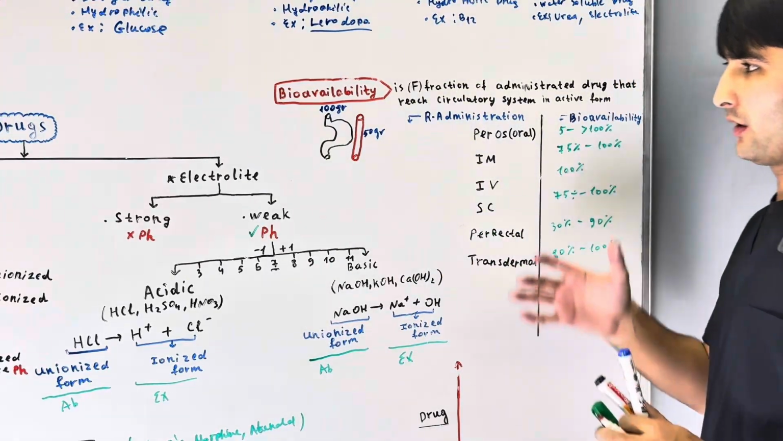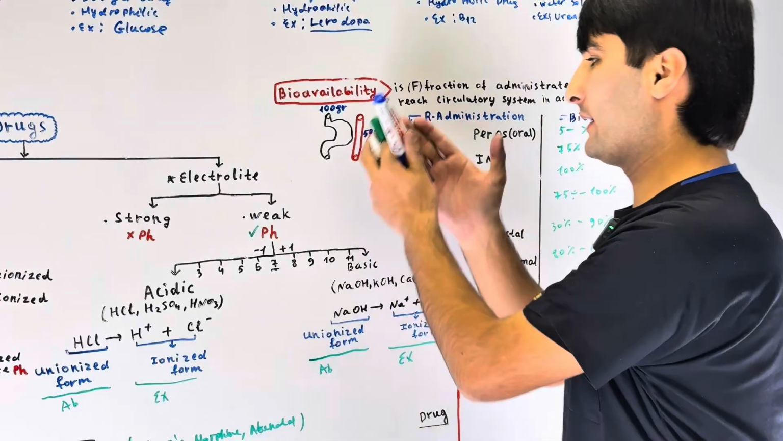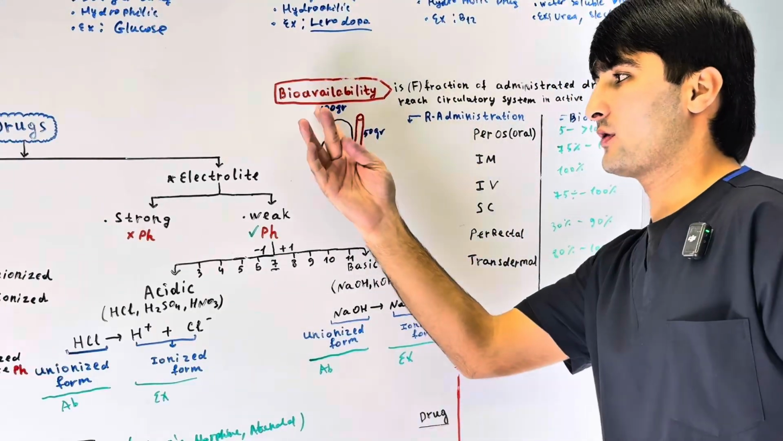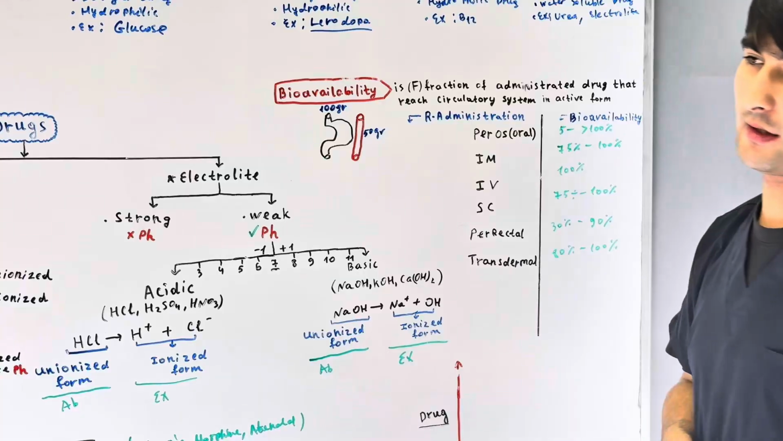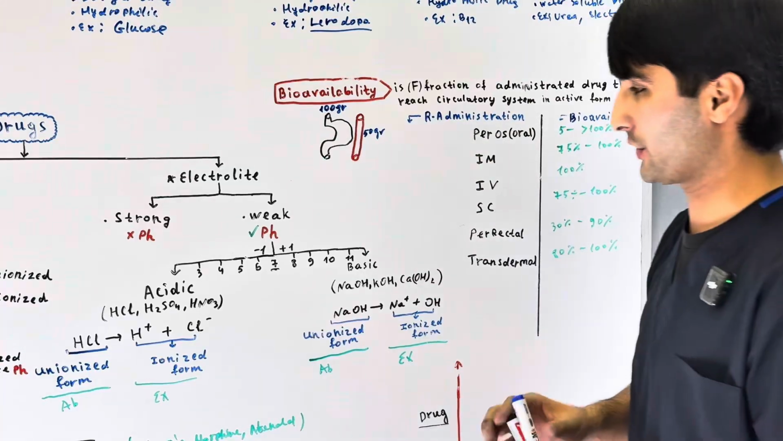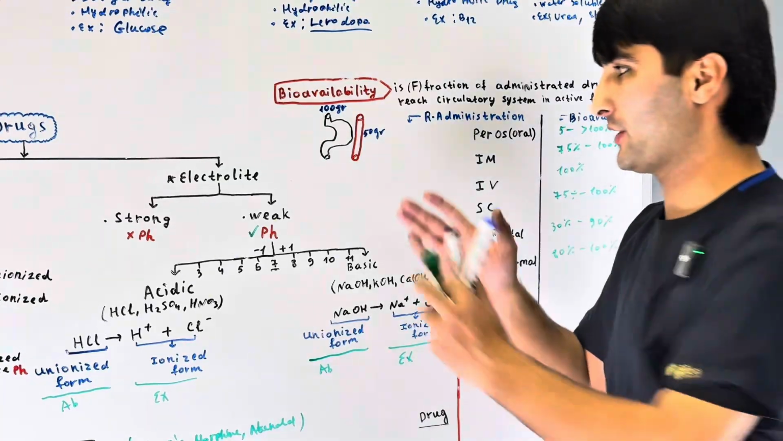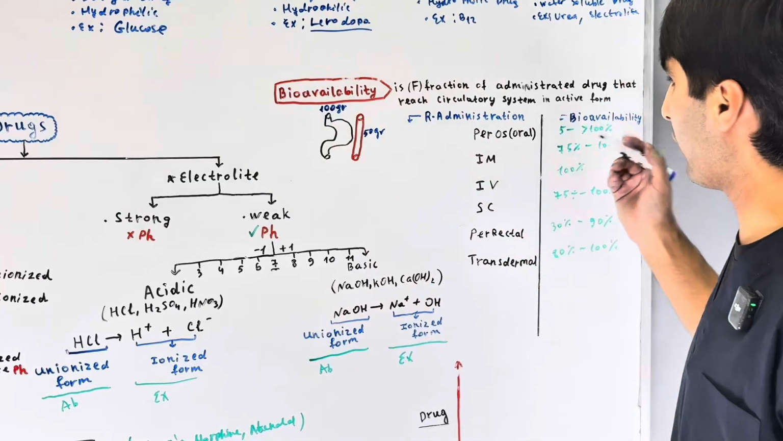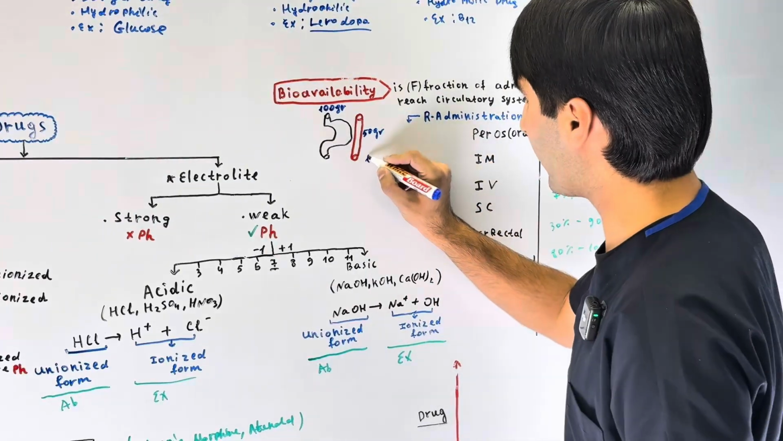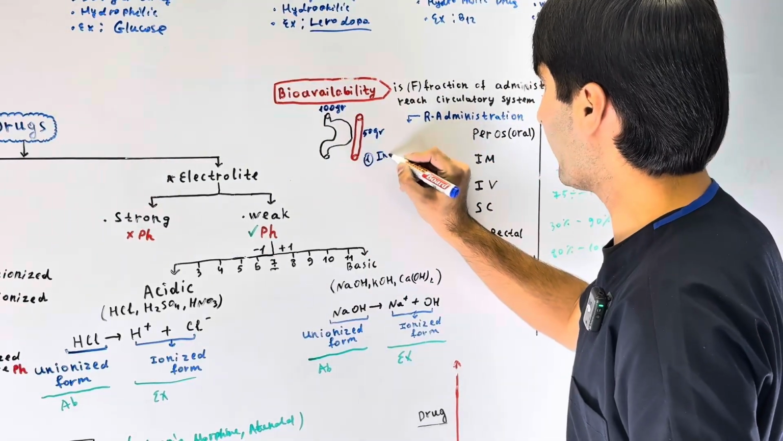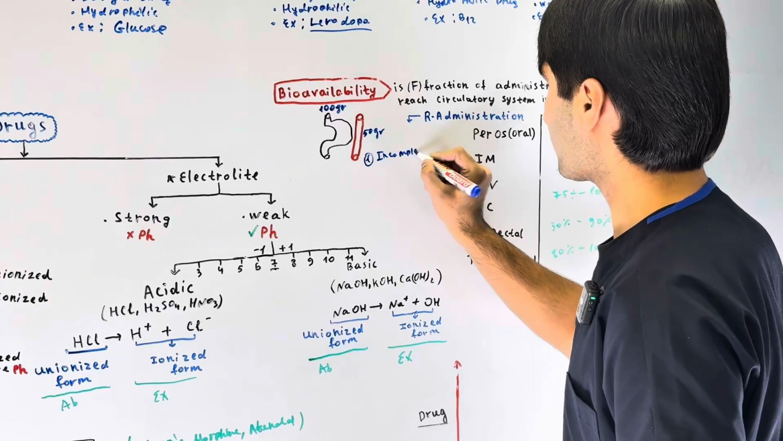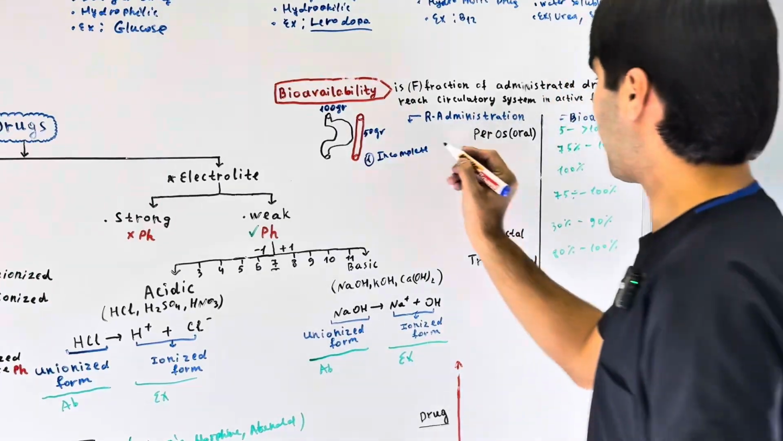So why does the concentration of this drug decrease on the way to the blood circulation? There are several factors which decrease this bioavailability. The first factor is what? Incomplete absorption.